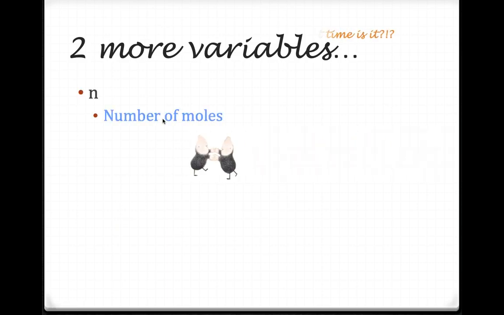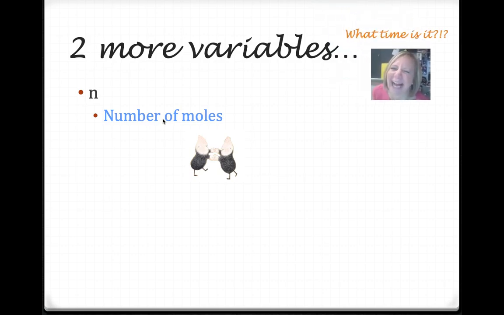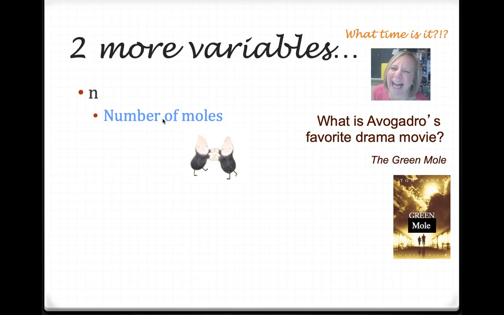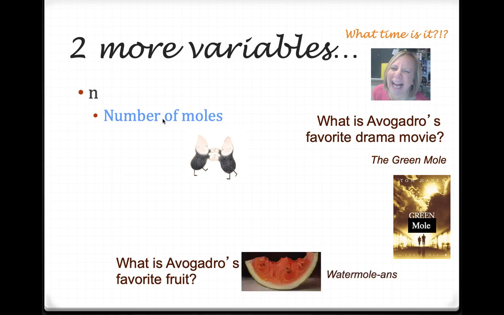Wait, moles? Guess what time it is since moles come back? Okay, what is Avogadro's favorite drama movie? No, this is kind of an old one, but you may have seen it. If not, you should check it out. It's with Tom Hanks. It deals with a prison guard. Have you heard of it? It is The Green Mole. You should check it out. It's a really good movie. And then, what is Avogadro's favorite fruit? Now, you wouldn't be able to find these probably very much in season right now in Minnesota. However, he loves watermelons, of course.